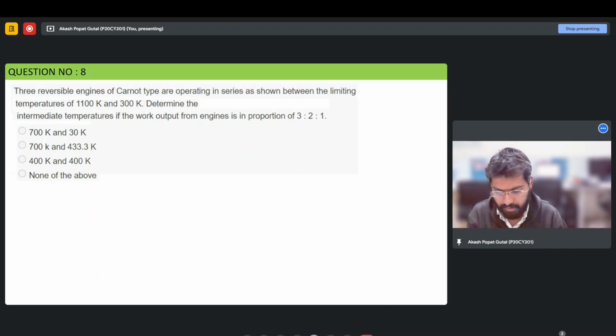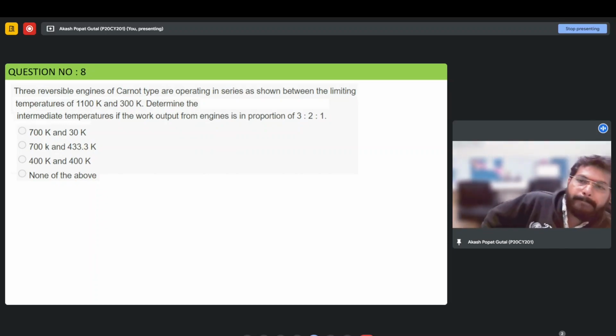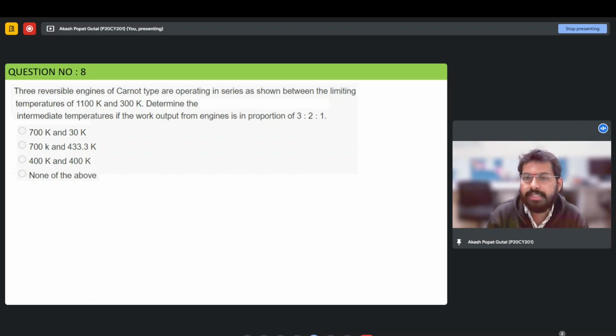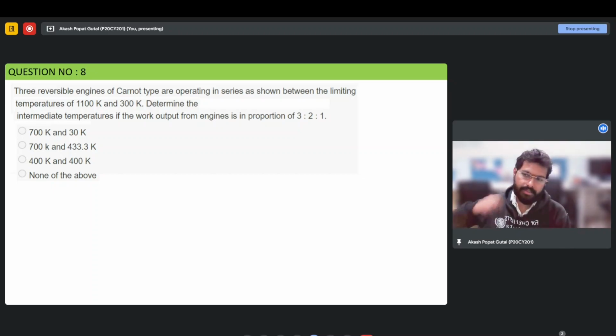Question number eight. Three reversible engines of Carnot type are operating in series as shown between the limiting temperatures of 1100 K and 300 K. Determine the intermediate temperatures if the work output from the engines is in proportion of 3 to 2 to 1.